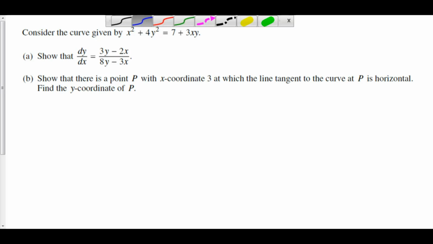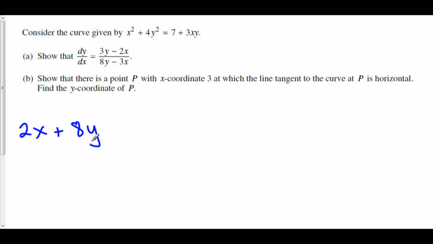So, the derivative of x squared is 2x. The derivative of 4y squared, well, y is stuff. So the derivative of 4 stuff squared is 8 stuff times the derivative of the stuff. And this is equal to the derivative of 7, which is 0, plus 3 times quantity, the derivative of xy.